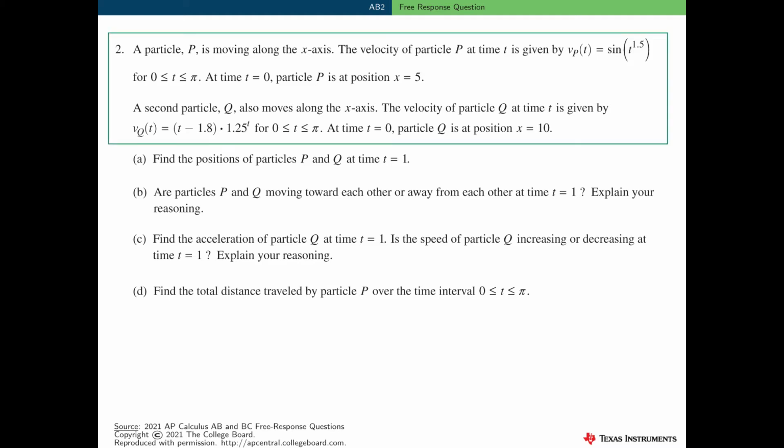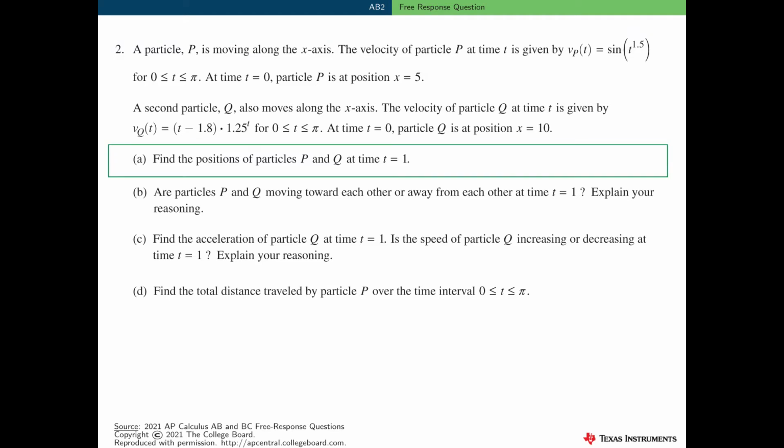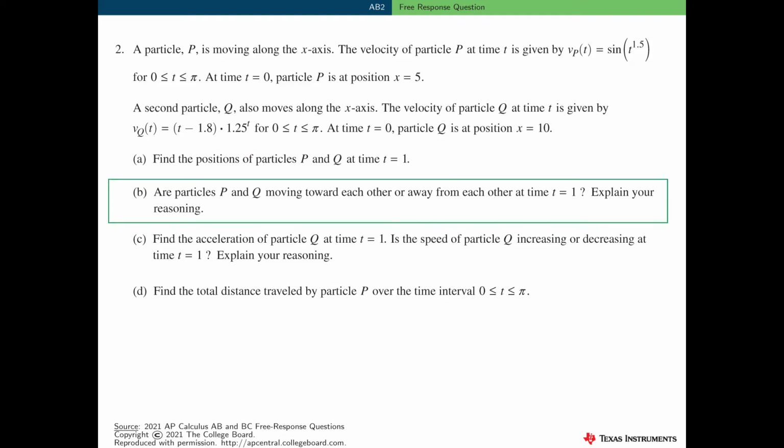In this problem, the velocity of a particle p and the velocity of a particle q over the time interval 0 to pi are given, and we know the position of each particle at time t equals 0. In part A, we need to find the position of both particle p and particle q at time t equal 1. In part B, we need to determine if the particles are moving toward each other or away from each other, also at time t equal 1. And of course, we need to explain our reasoning.